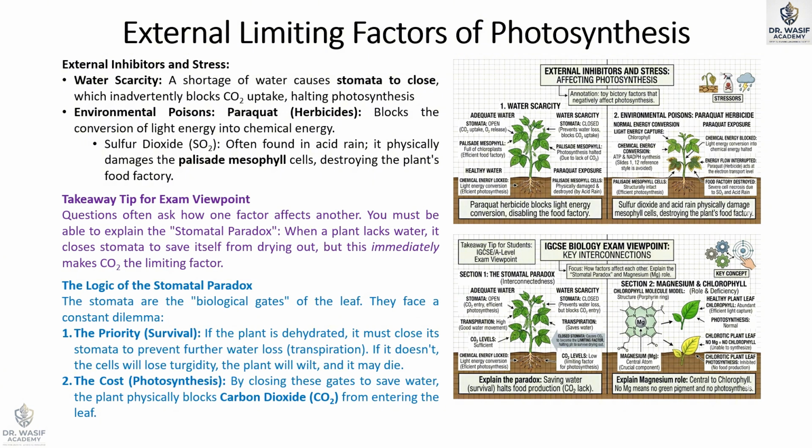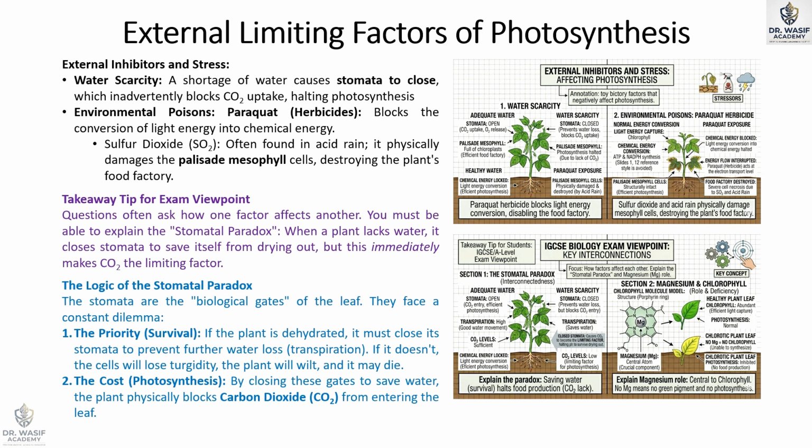If the plant is dehydrated, it must close its stomata to prevent further water loss through the process of transpiration. If the stomata are not closed, the cells will lose their rigidity, then the plant will wilt and it may die. Secondly, by closing these gates to save water, the plant physically blocks carbon dioxide from entering the leaf, because the gate to enter carbon dioxide in the leaf is the stomata. And if those are closed, it means the entry of carbon dioxide is also blocked. Even if the sun is shining brightly and the temperature is perfect, the rate of photosynthesis will plummet because there is no carbon dioxide. In this specific scenario, water makes carbon dioxide a limiting factor.